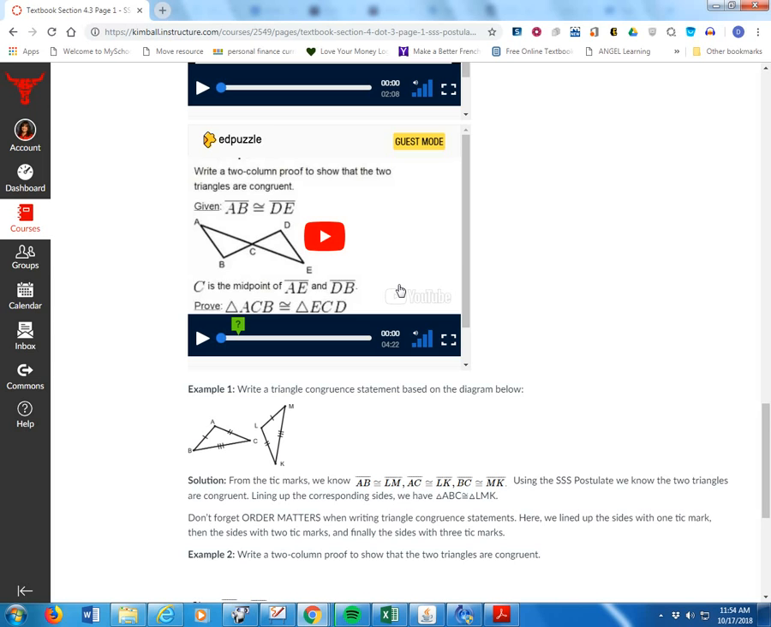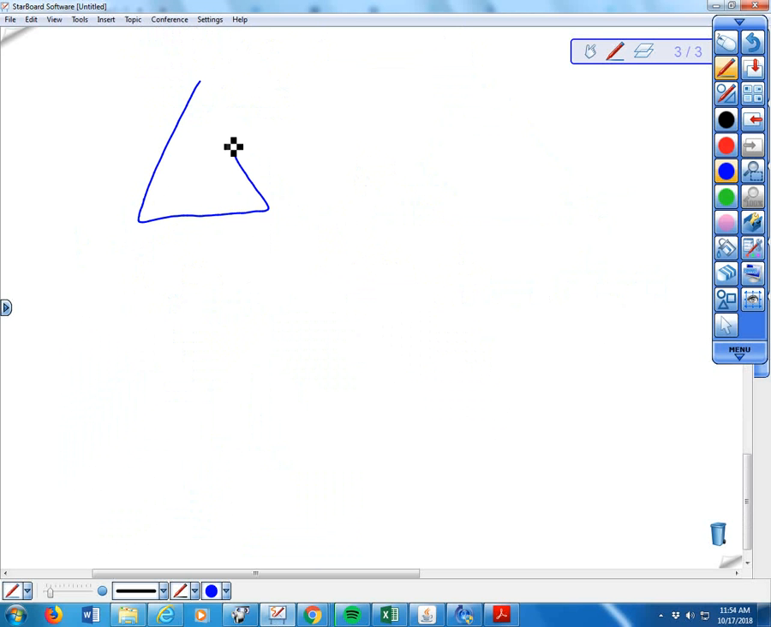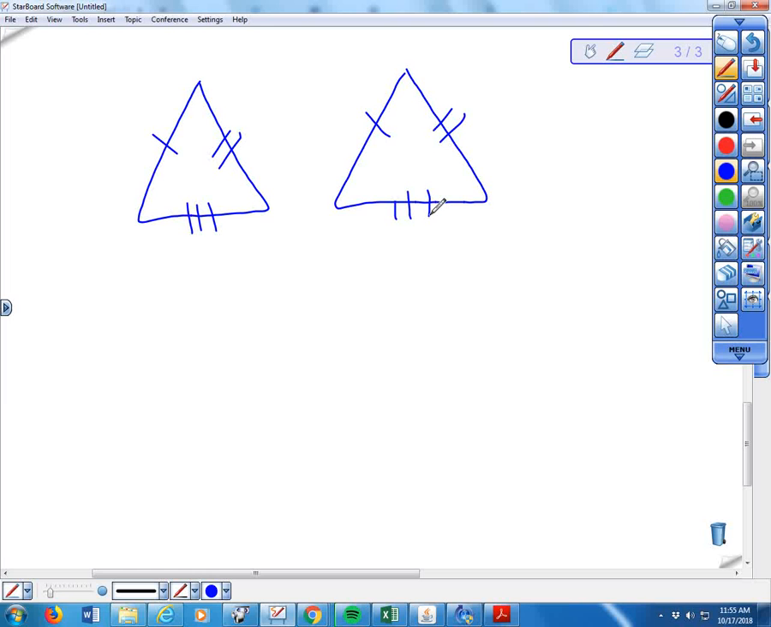And what that means is, if I'm told that all 3 sides of a triangle are the same measure as all 3 corresponding sides of another triangle, it doesn't matter what the angle measures are. That's all the information I need to prove those 2 triangles are congruent. Once I prove those 2 triangles are congruent, now I can say all those angle measures are congruent, or are equal.